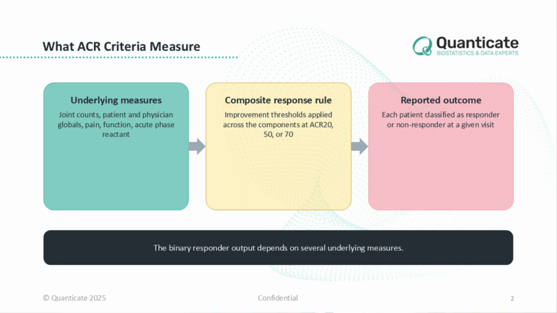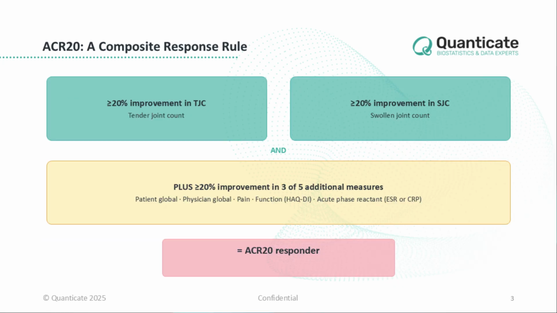ACR response criteria are widely used in rheumatoid arthritis clinical trials to measure whether a patient has improved between baseline and a later visit. The result is usually reported as a responder or non-responder, but that simple output depends on several underlying measures. ACR20 is better thought of as a composite response rule.